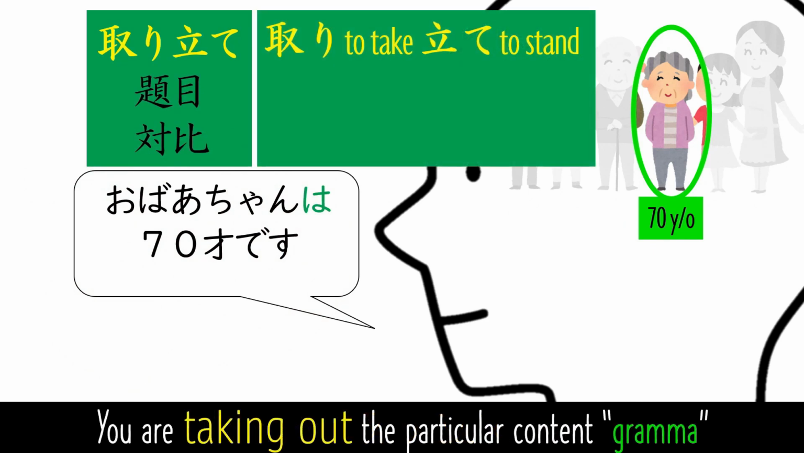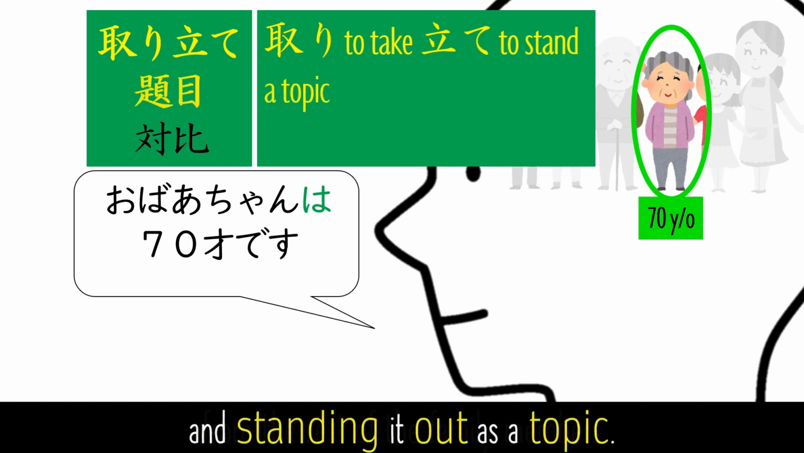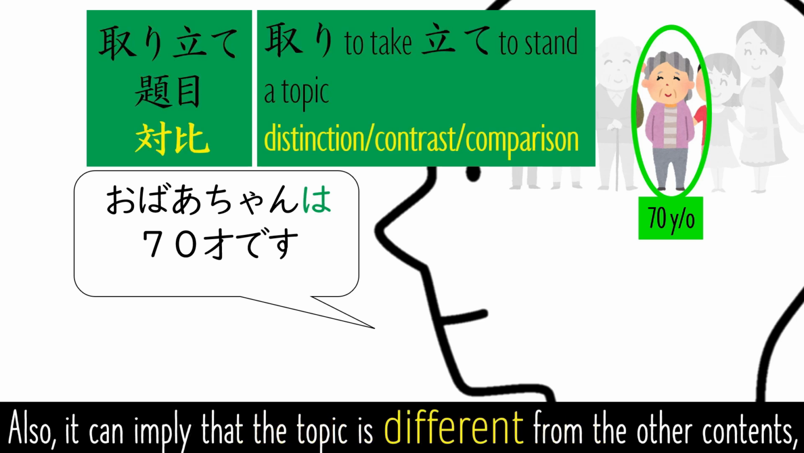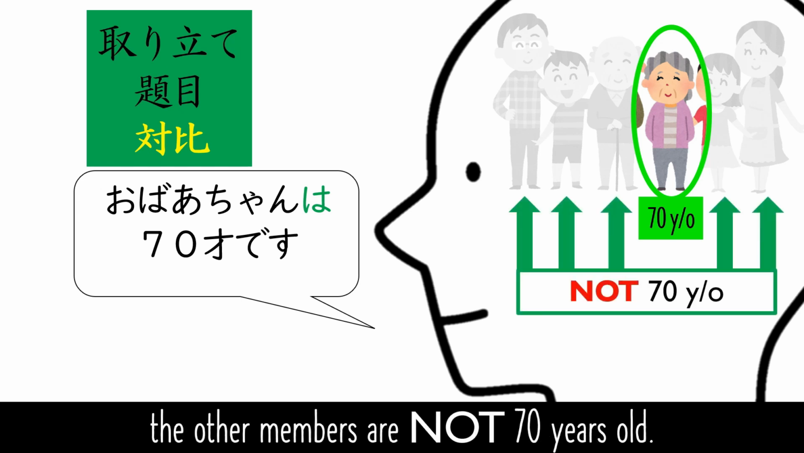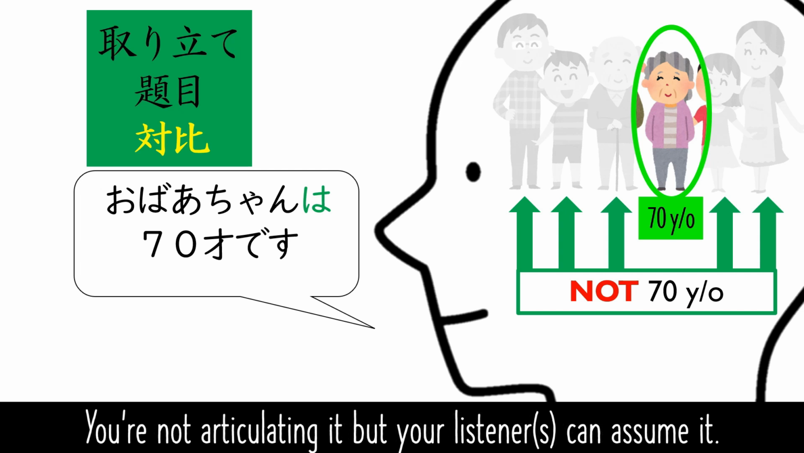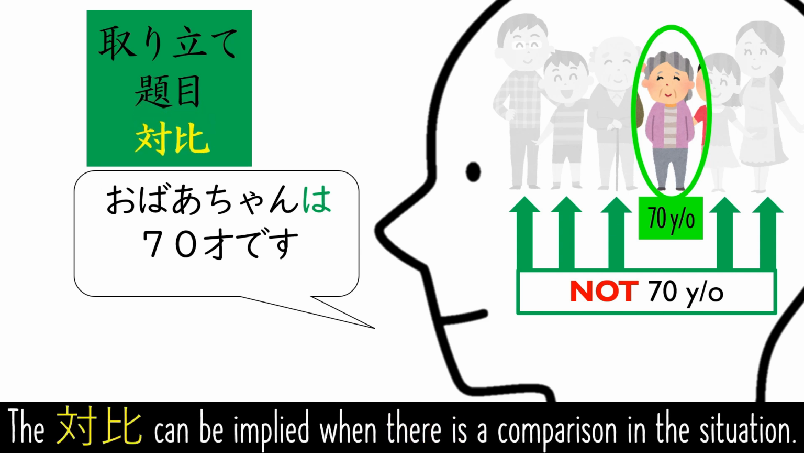You are taking out the particular content, grandma, from the rest of the family members and standing it out as a topic. Also, it can imply that the topic is different from the other contents. Which means, in this case, your grandma is 70 years old, but the other members are not 70 years old. You're not articulating it, but your listeners can assume it. That is what 対比 refers to. 対比 can be implied when there is a comparison in the situation.